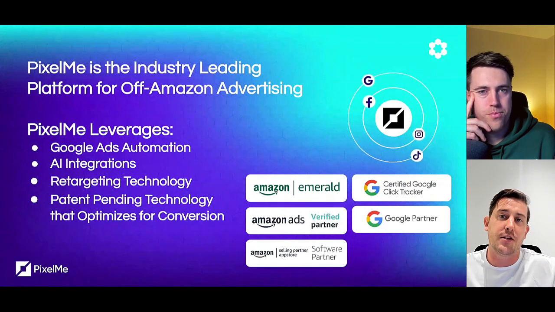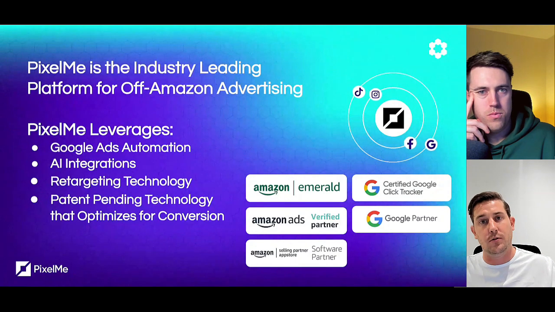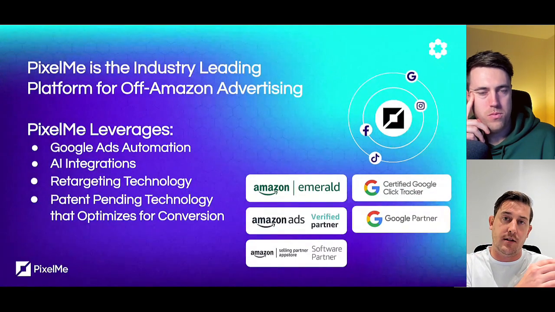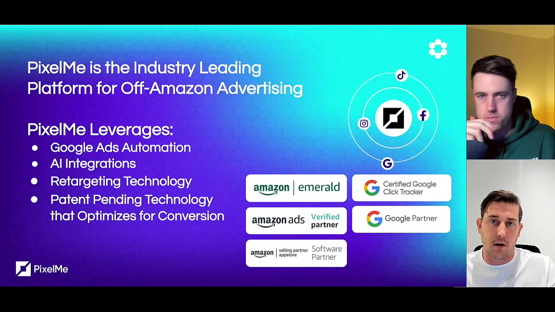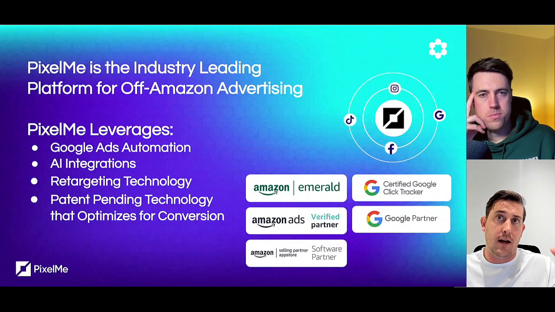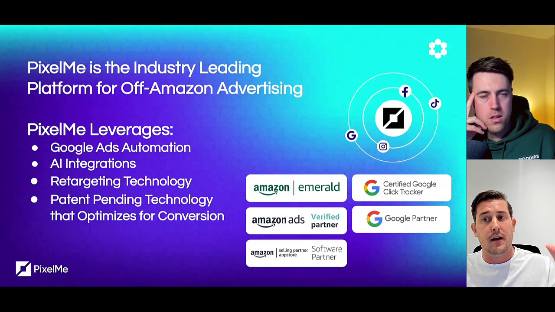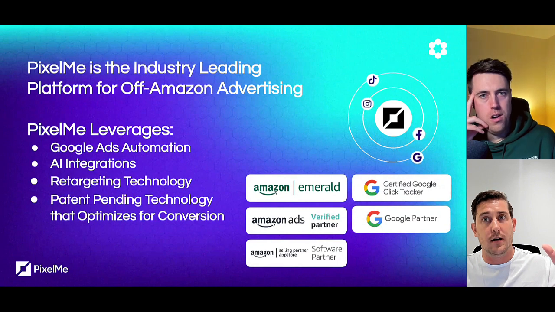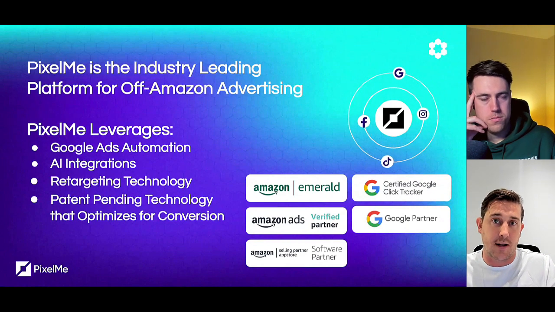We bridge the gap between Amazon and Google. So we were able in the beginning to see what was converting, what was happening, and now, and this is a very secret sauce that we have, it's a patent pending technology where we are able, to a large degree, to take very, very educated guesses on what is happening on the Amazon platform and bridge the gap between Amazon and Google so that Google can optimize for conversion, not just clicks.